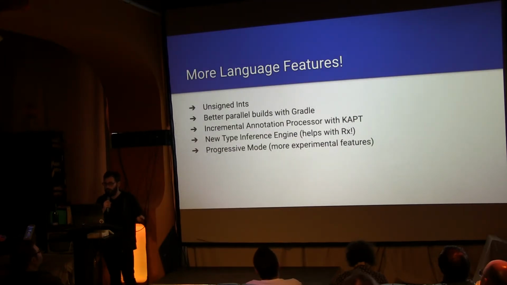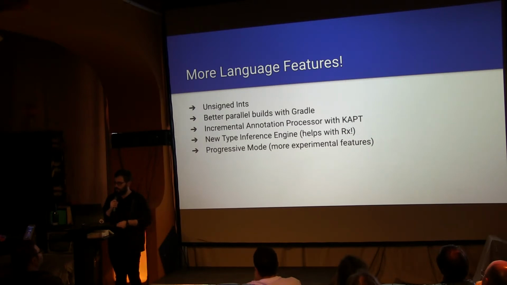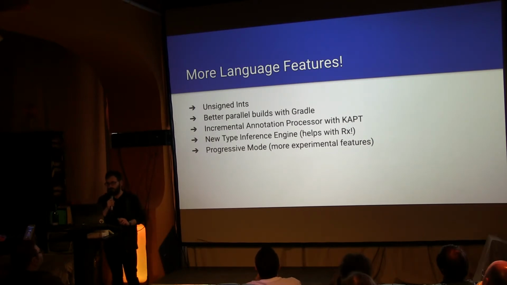And there's way more language features now, like unsigned integers, better parallel builds with Gradle, and improved incremental annotation processing also. There's a new type inference engine that is supposed to improve also the way we work with RxJava. And also the so-called progressive mode, which allows you to access the latest experimental features available in Kotlin.